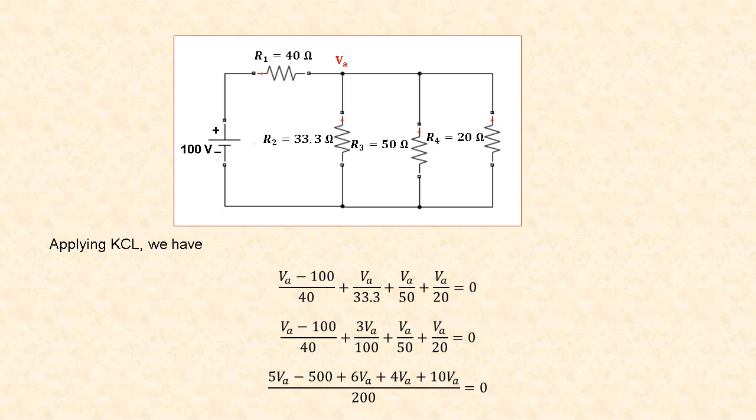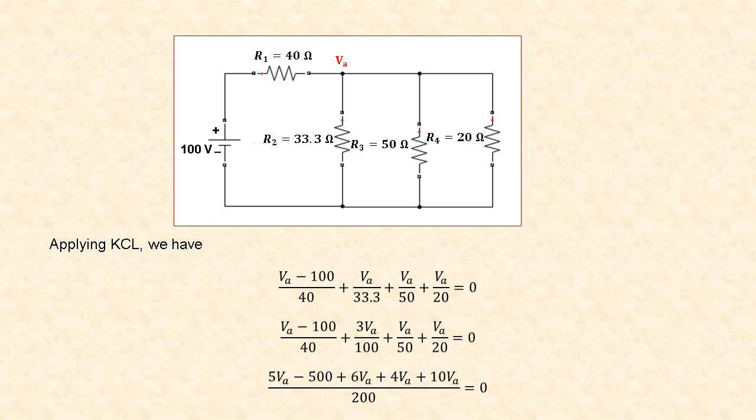Now applying KCL, we have (VA minus 100) divided by 40 plus VA by 33.3 plus VA by 50 plus VA by 20 is equal to 0. Here, since all the currents are leaving current, we have the entering current is equal to 0. Now 33.3 can be replaced by 100 by 3. So we have (VA minus 100) by 40 plus 3 VA by 100. Here we are taking reciprocal of 100 by 3, so we have 3 by 100 plus VA by 50 plus VA by 20 is equal to 0.